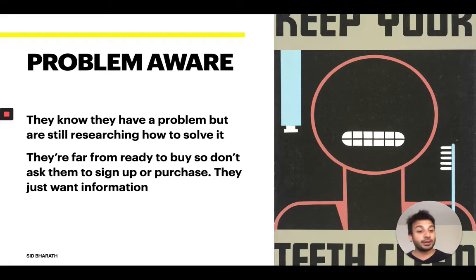The stage before solution aware is the problem aware stage, and in this stage people know they have a problem, but they're still researching how to solve it. So they're not yet ready to buy, right? So you don't need to ask them to sign up or purchase, but they just want more information at this stage. This is sort of like an information gathering stage.